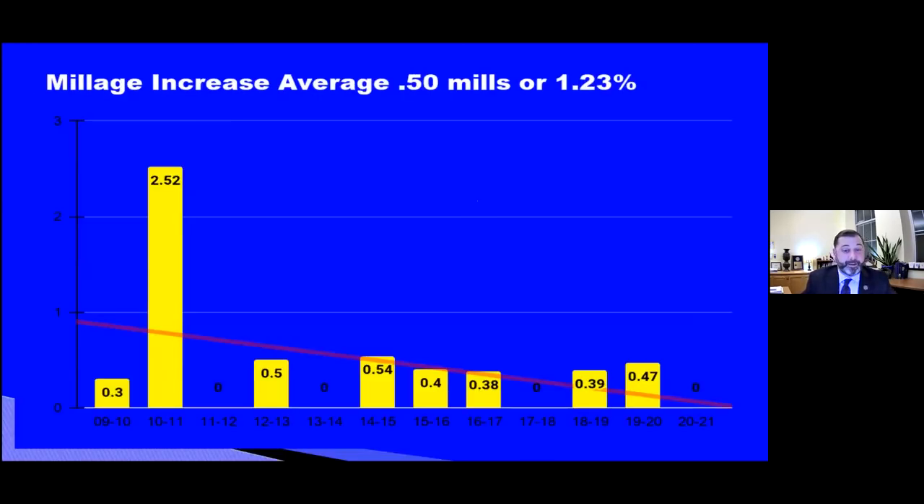Over the past 12 years here, the board has averaged a 1.23% increase. The 10-11 year is unique. That was the year that we were grandfathered in to exceed the index to cover the debt payments for the new high school that we're sitting in. So again, the incremental increase in real estate taxes over the years is the most common way, the most prudent way, the most fiscally responsible way to cover increases in your budgets.